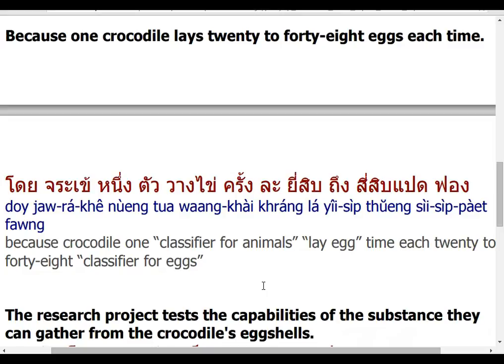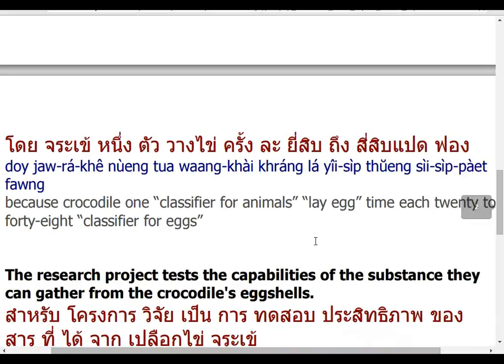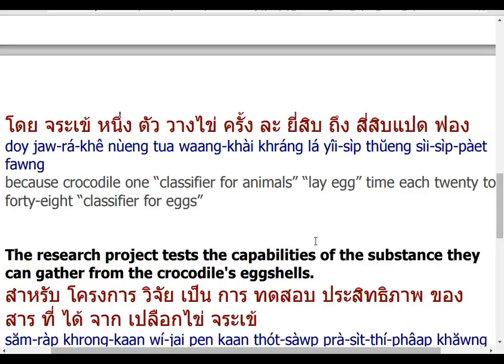Let's break it down. Let's go together. Because. Because. In Thai, say. Because. Because. Crocodile. One. Okay. Classifier. Classifier for animals. How do they say animal in Thai? Tua, right? That's the classifier for the animals. Lay egg. Lay egg. In Thai, you say? Wang Kai. Kai. Lay egg. Lay egg. Time. Each. In Thai, you say? Each.